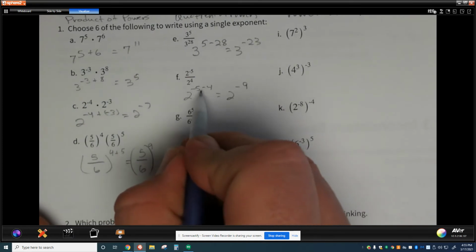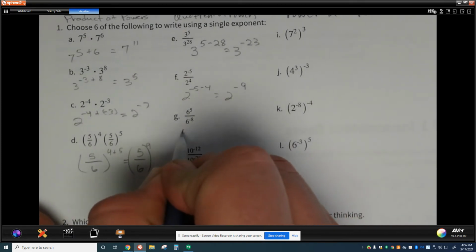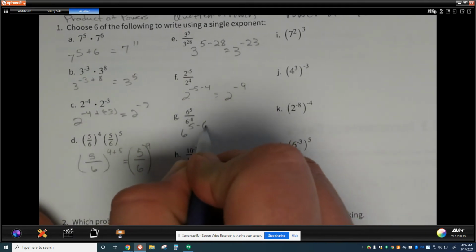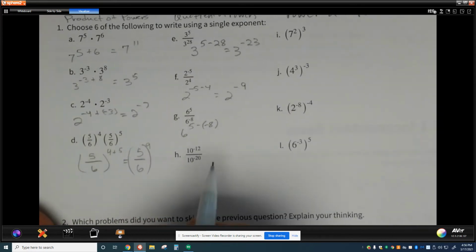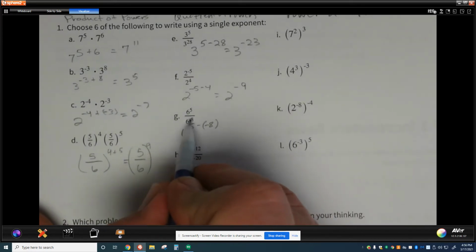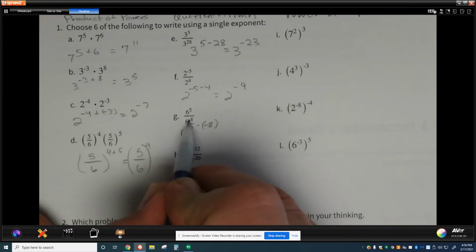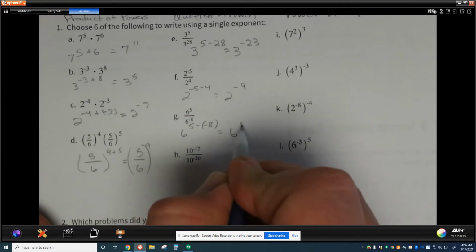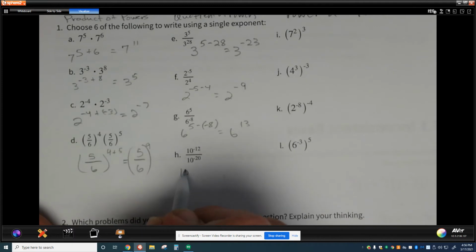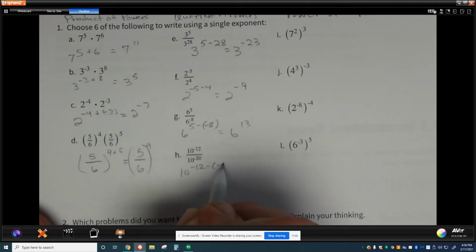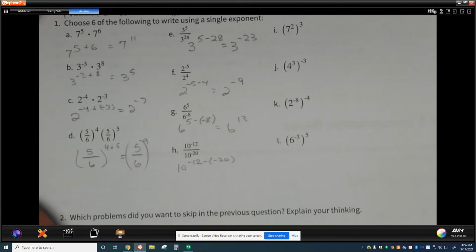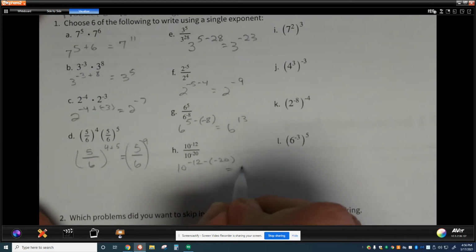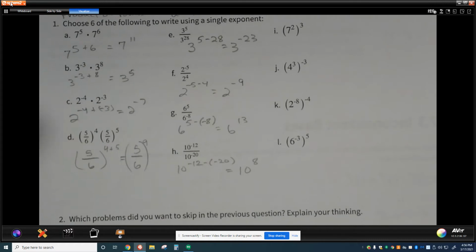Be careful on these ones. This is where I see a lot of mistakes happening. 6 to the 5th minus -8. Again, mistakes. We want to make sure we have 5 subtracting -8, not just 5 subtract 8. This gives us 6 to the 13th power. 10 to the -12th minus the -20th. Remember, you can always add the opposite to give us 10 to the +8th with that one.